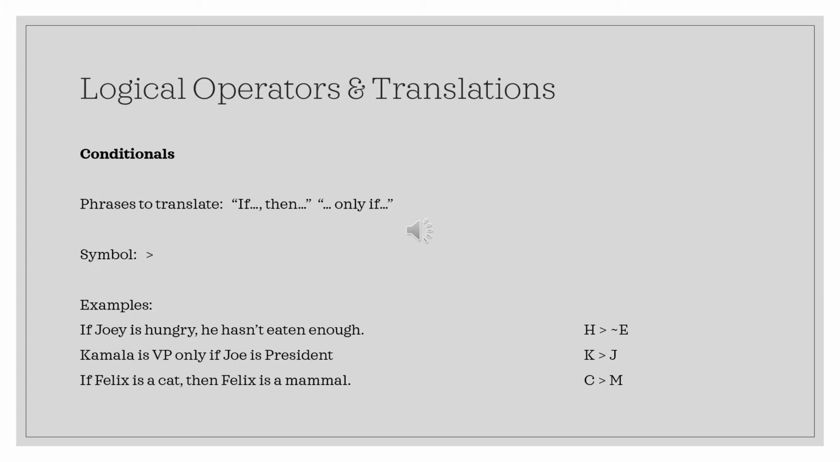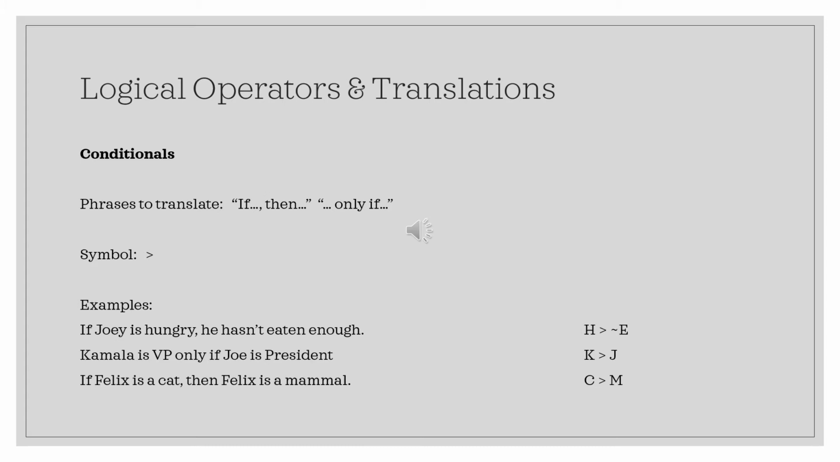If Joey is hungry, then he hasn't eaten enough. But in English, we oftentimes just skip over words that should be there but don't show up. So you can sort of see that and take it for what it is. But this is the proper way of translating a sentence like this. If Joey is hungry, then he hasn't eaten enough is H arrow negation E, where negation goes for the not. It's not the case that he's eaten enough.